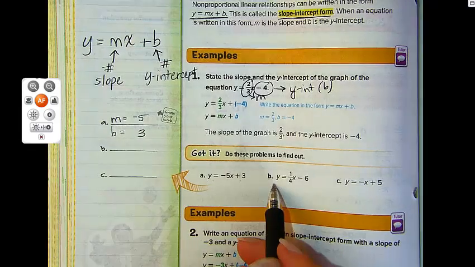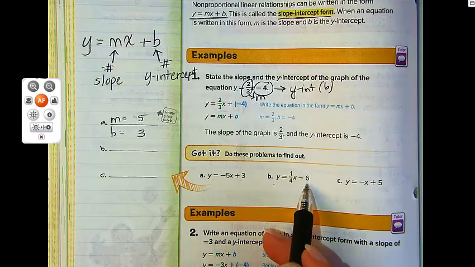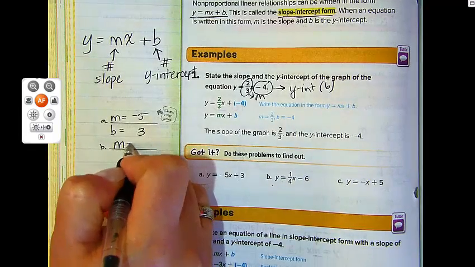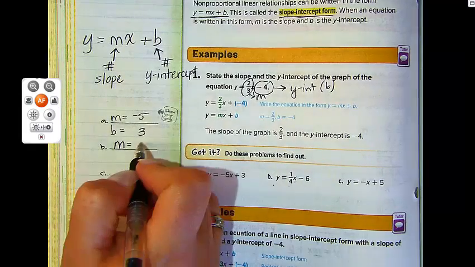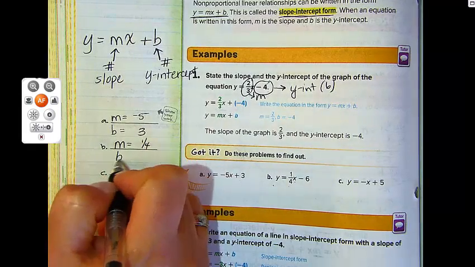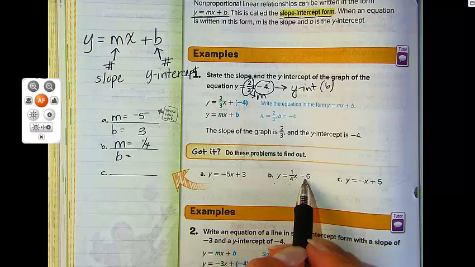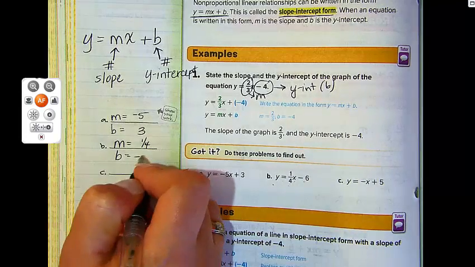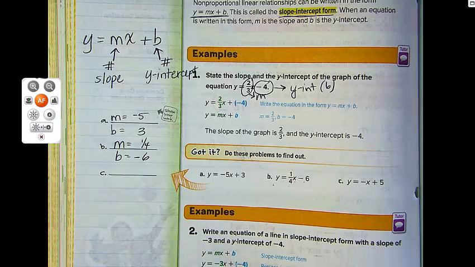If I look at the second one, y equals 1/4 x minus 6. The number connected to x is my slope. So the number connected to x is a 1/4. The number not connected to x is the y-intercept, or b. So my number not connected to x is a negative 6. Go ahead and try to do the last one on your own.